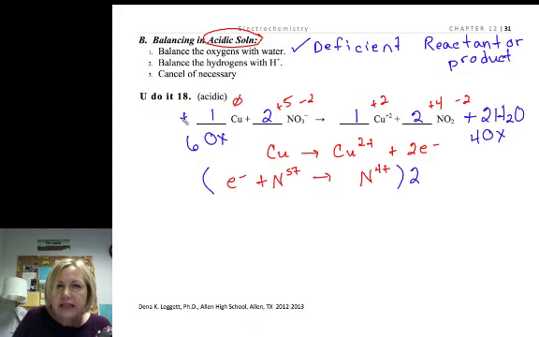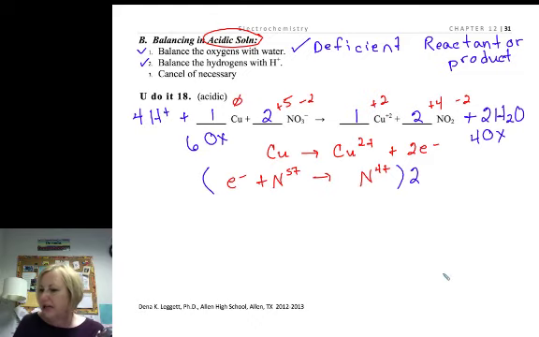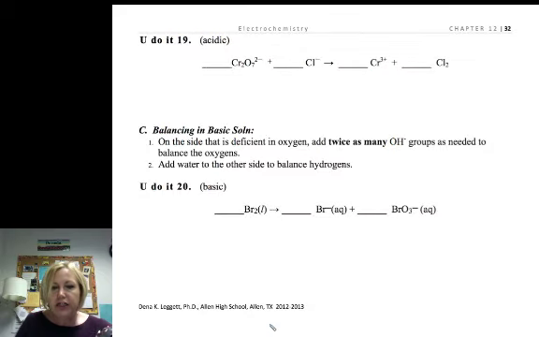So that means I then balance the hydrogens with H+. I have 4 hydrogens here, so I'm just going to put 4 H+ on the other side. And now it's balanced, at least as a net ionic. Let's take a look at the next one. It's slightly trickier.